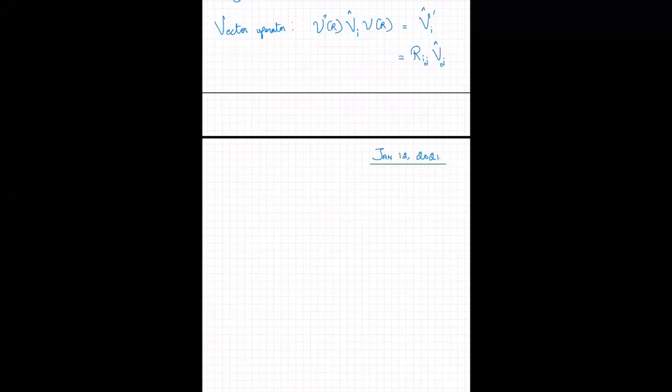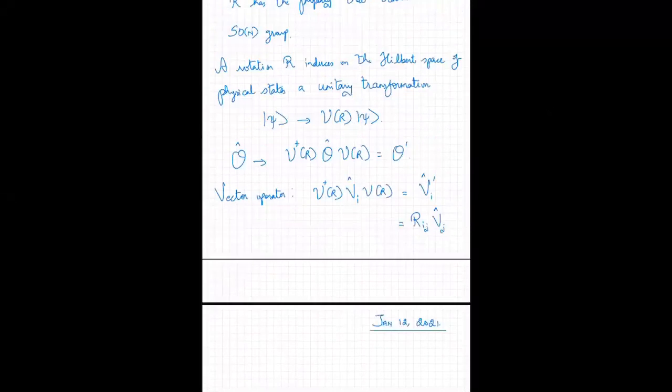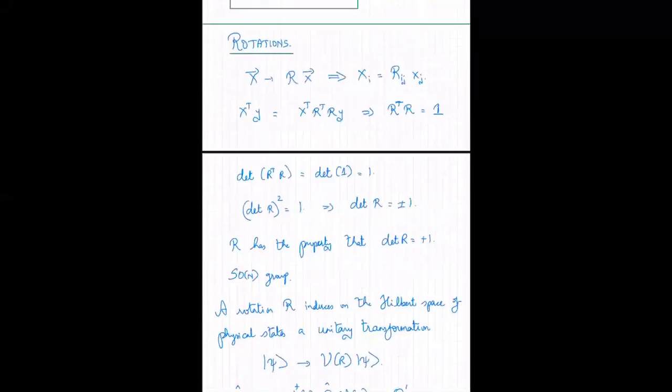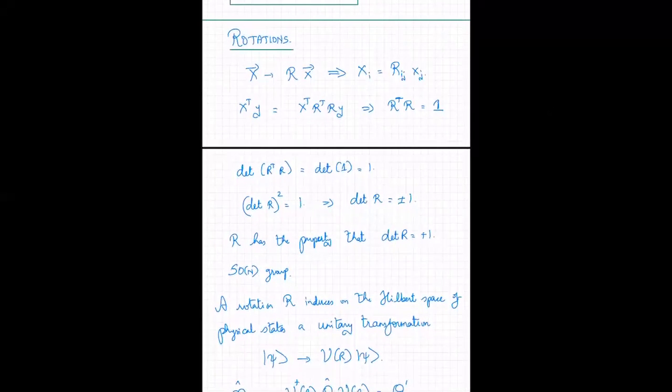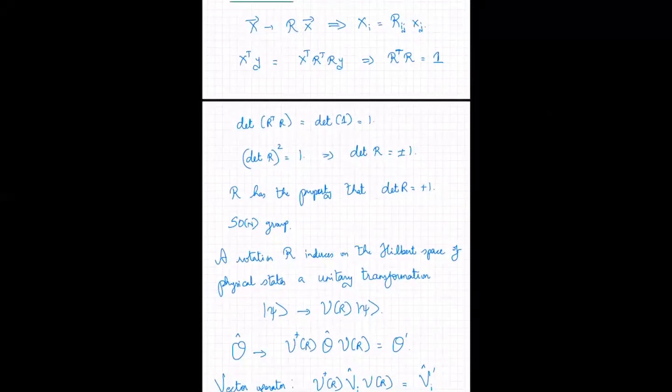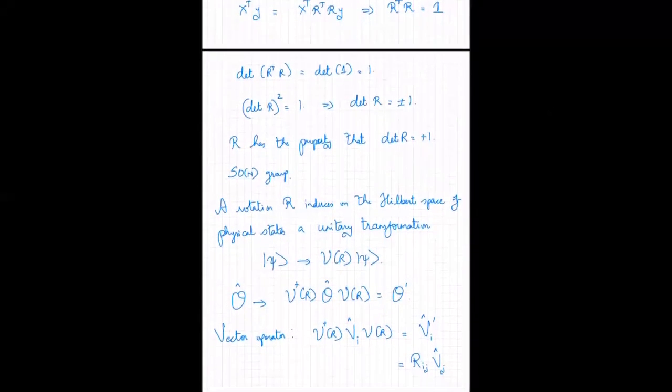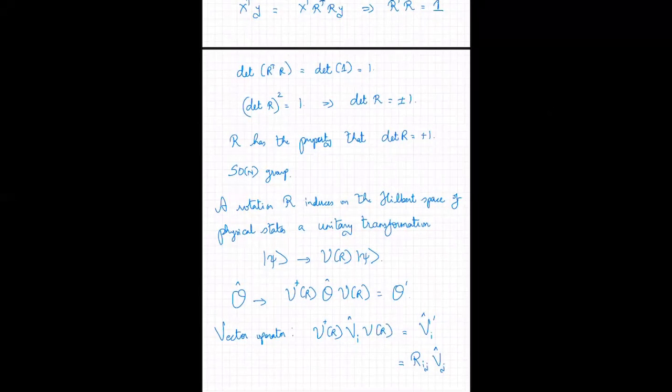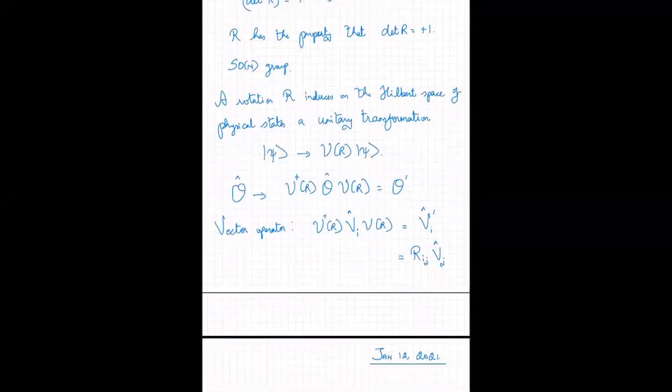So let's remind ourselves what we discussed about rotations in the last class. We discussed that in simple spatial rotations, the x vector goes to R times x, and demanding that the length of the vector be the same under rotations imposed upon us the constraint that the rotation matrix has to be an orthogonal matrix. R transpose R has to be equal to 1. And of course, this gives us two classes of matrices, one whose determinant is +1 and one whose determinant is -1. Rotation is defined as those set of matrices that have determinant +1. Determinant -1 corresponds to space inversion.